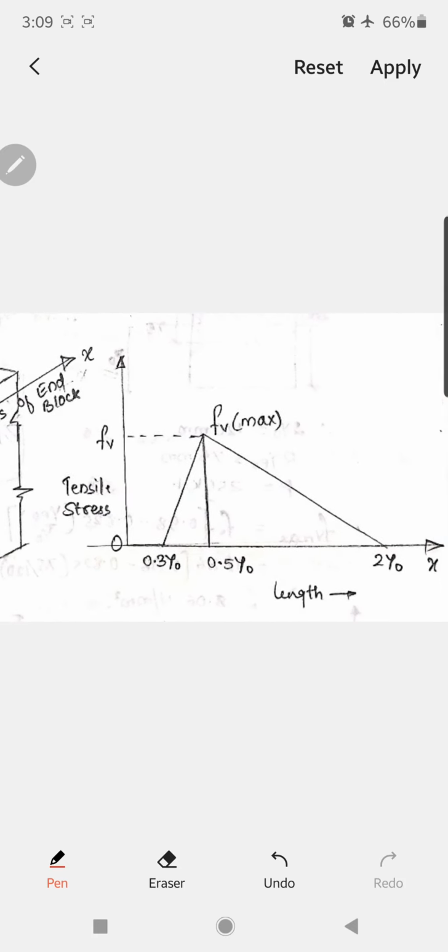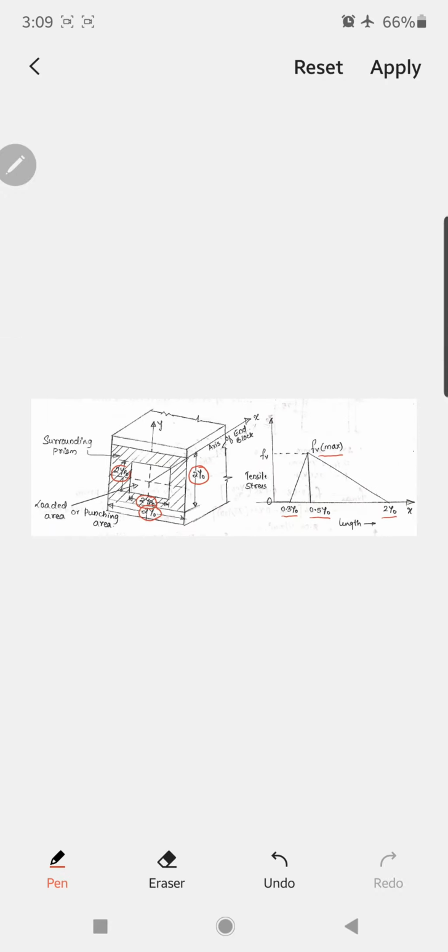And this is the distribution diagram. The point of zero stress is 0.3 y0, and the point of maximum stress is 0.5 y0, and the total stress distribution extends 2 y0 from the face of the anchor plate. So this is the maximum tensile stress at a distance of 0.5 y0 from the face of the anchor plate. This is the tensile stress distribution for the design of end block using Zielinski and Rowers method.